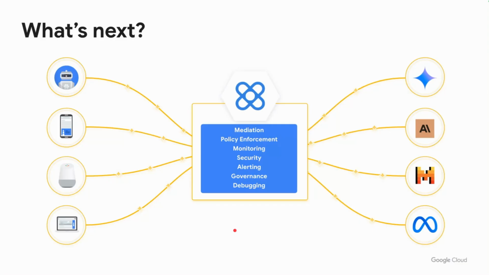So now what's next? We've finished the demonstration. So now we can really focus on access controls where we want to implement some mediation, some policy enforcement, monitoring, security, alerting, AI governance or API governance for your business, and some debugging capabilities.